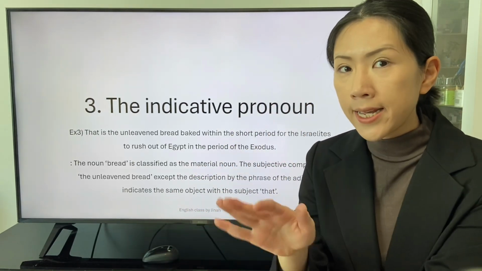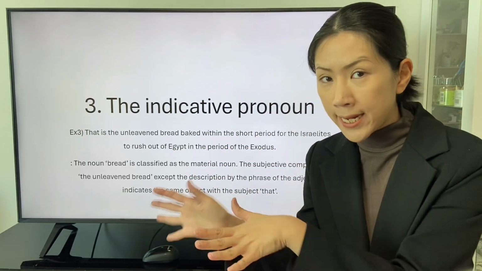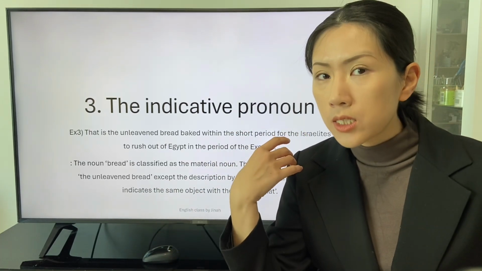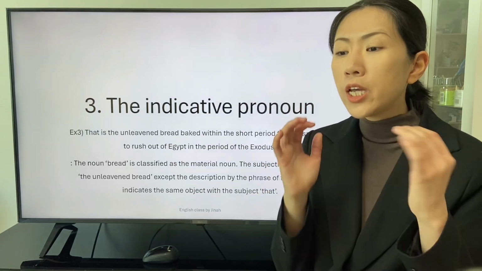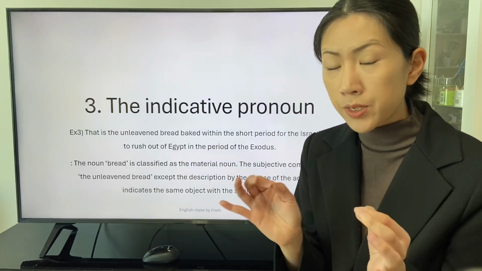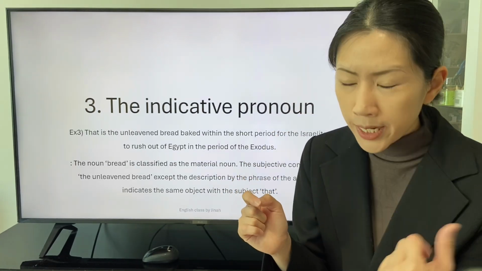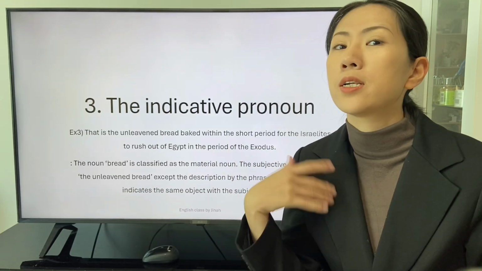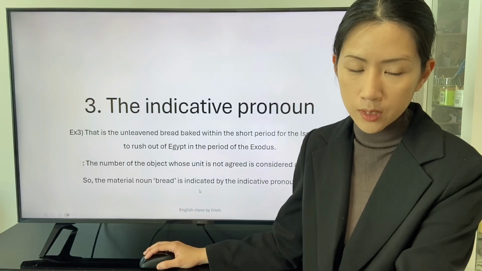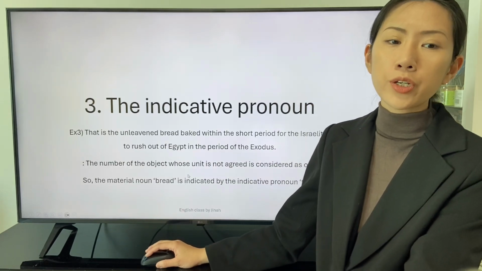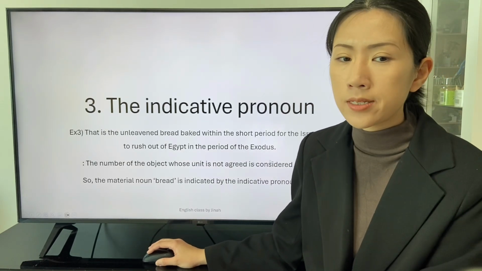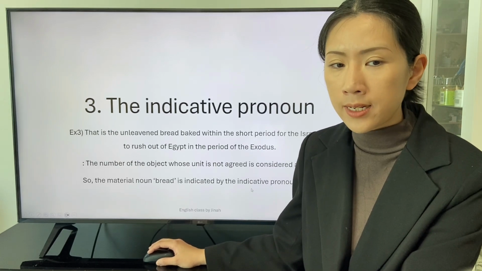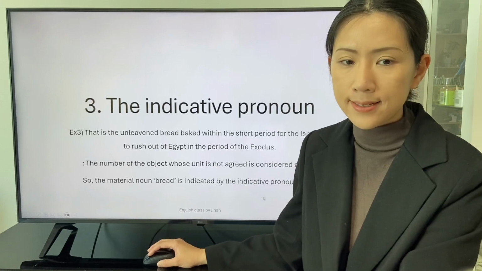The object indicated by the material noun bread is considered as one. The number of the object whose unit is not agreed is considered as one. So the material noun bread is indicated by the indicative pronoun that.